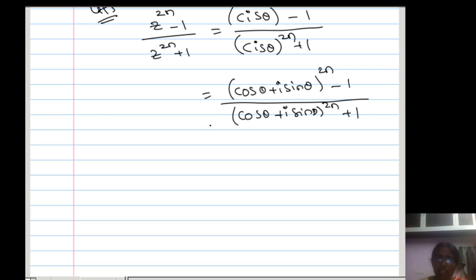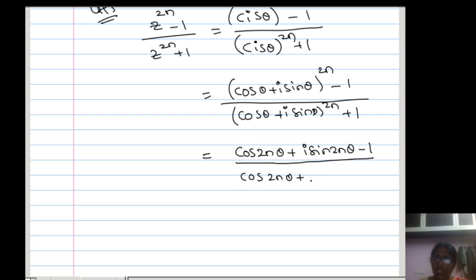First apply De Moivre's theorem. How to apply De Moivre's theorem? (cos theta plus i sin theta) whole power 2n is written as cos 2n theta plus i sin 2n theta. First step, applying De Moivre's theorem: (cos 2n theta plus i sin 2n theta minus 1) by (cos 2n theta plus i sin 2n theta plus 1).